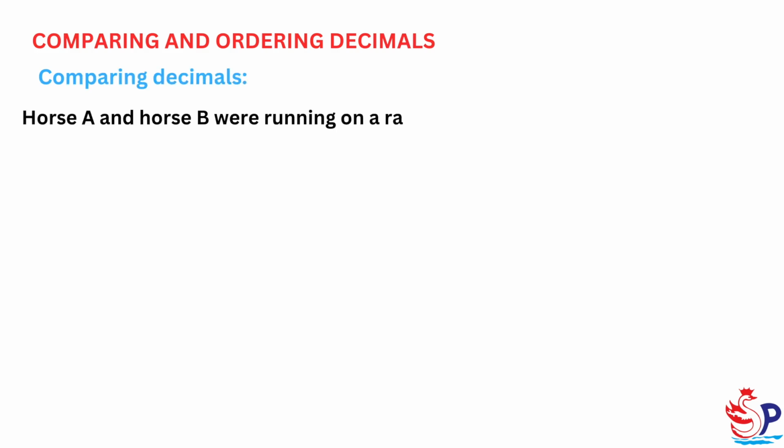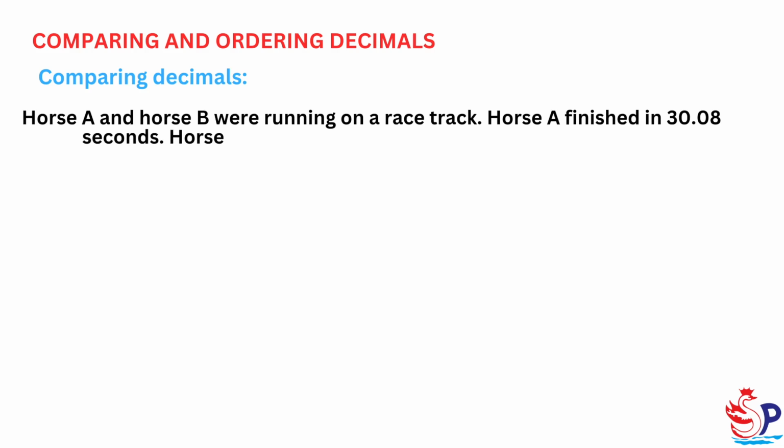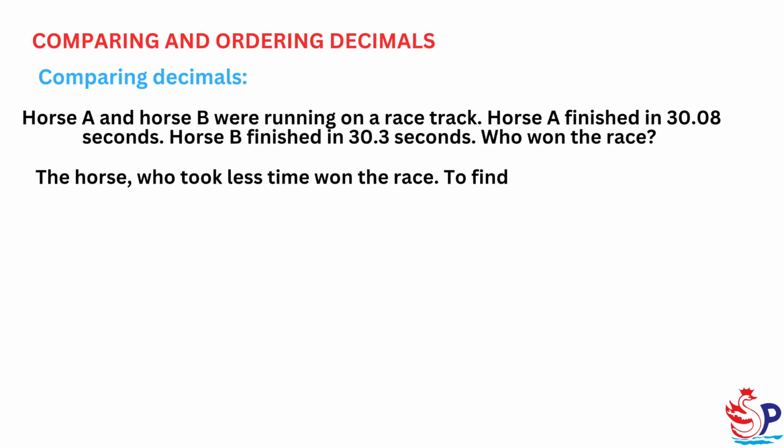Comparing and ordering decimals. Comparing decimals. Horse A and Horse B were running on a racetrack. Horse A finished in 30.08 seconds. Horse B finished in 30.3 seconds. Who won the race? The horse who took less time won the race.